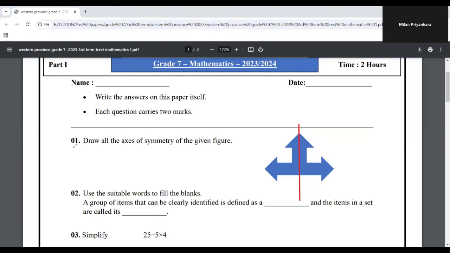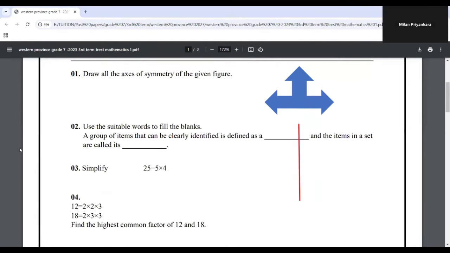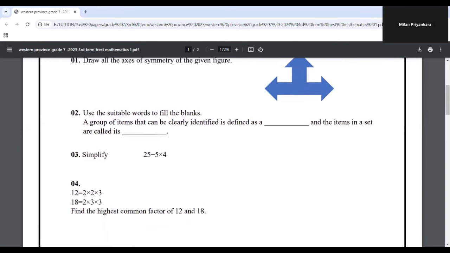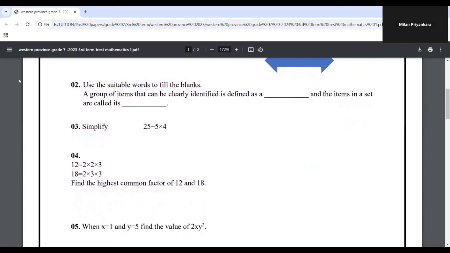Let's go to the second question. In this one, you have to use suitable words to fill in the blanks. A group of items that can be clearly identified is defined as a set, and the items in the set are called its elements. This is a very basic question. And then let's go to the third question.